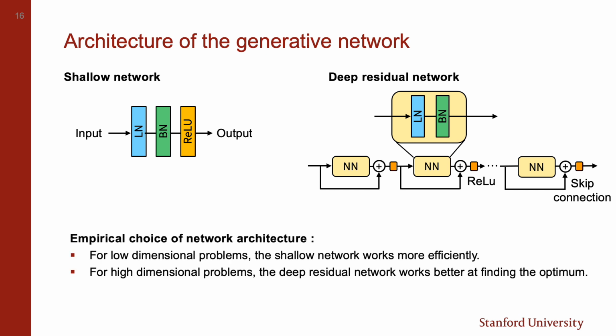Empirically, we would like to choose the network architecture according to the complexity of the inverse design problem. For low-dimensional problems, the shallow network works more efficiently because the number of network parameters is much less and it is easy to train. For high-dimensional problems, the deep residual network works better at finding the optima because of its capacity for searching the whole design space, especially in the high-dimensional space. This is still ongoing research, and we're going to have more understanding of the network architecture in the future.